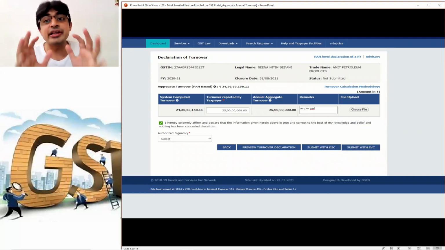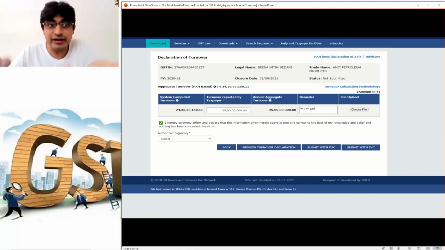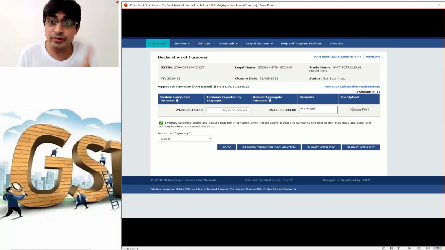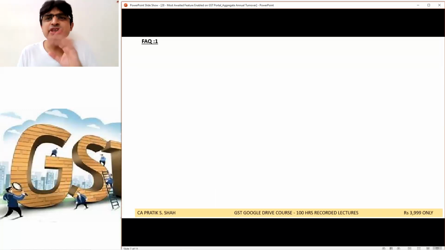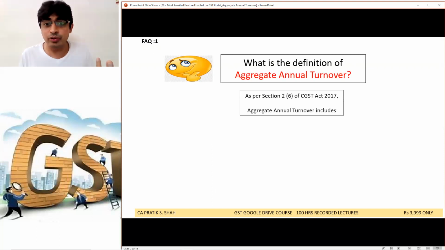So this functionality is developed, which is excellent. Now the portal, on our findings and our reporting, will determine whether turnover is above 5 crore or below 5. But there are 3-4 FAQs which I would like to discuss with you. First FAQ, what is the definition of aggregate annual turnover? इसका क्या मतलब होता है?